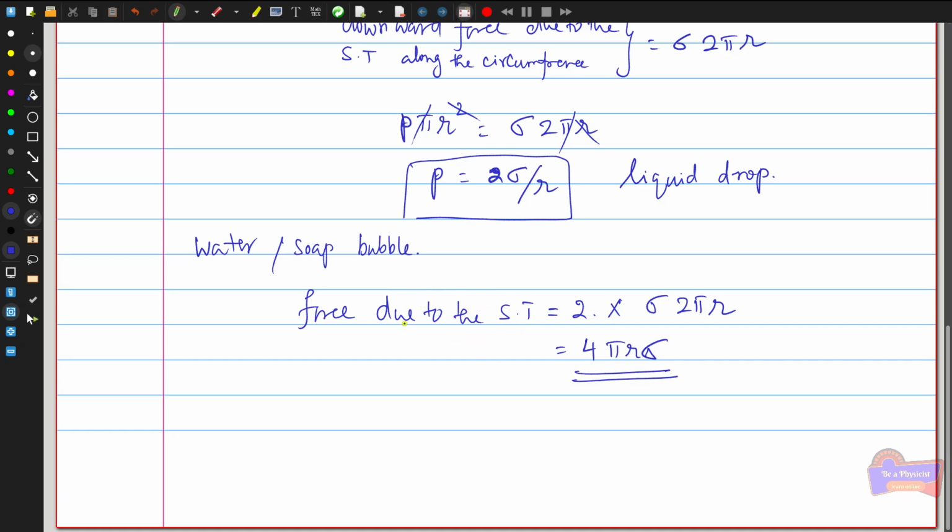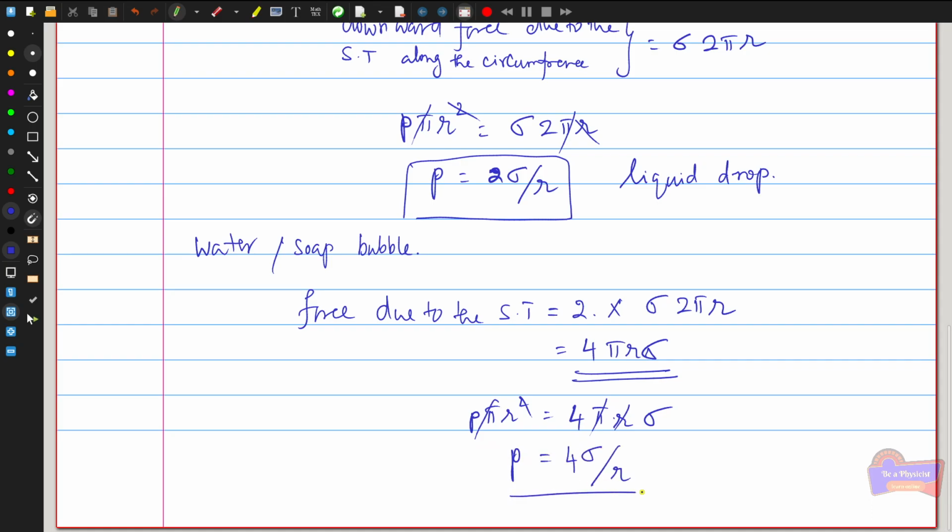If I again consider this soap bubble, one hemisphere is in equilibrium. Then we can equate P times πr², which is equal to 4πr times σ. The r and one π will get cancelled, so the excess pressure P can be written as 4σ divided by R. So this is the excess pressure in a soap bubble.